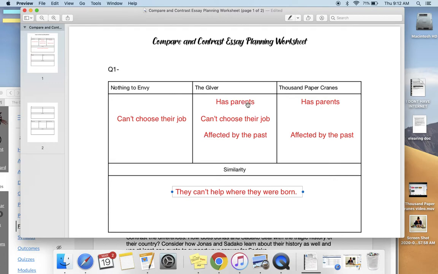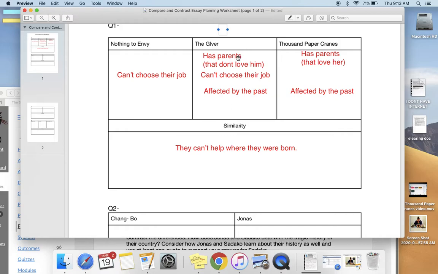So when I talk about how Jonas has parents, I could pull in the fact that yes, he has parents, but I guess that's one of the differences. He's got parents that don't love him. That's sad. So Jonas has parents, but they don't love him. Sadako has parents and they love her. Okay, that's nice. Or not nice if you're Jonas. Using textual evidence to support one of these sentences is going to be important.